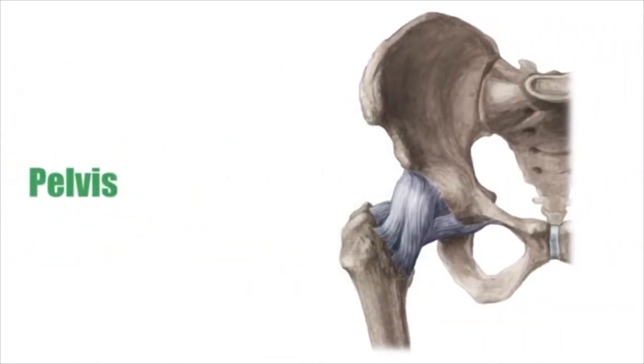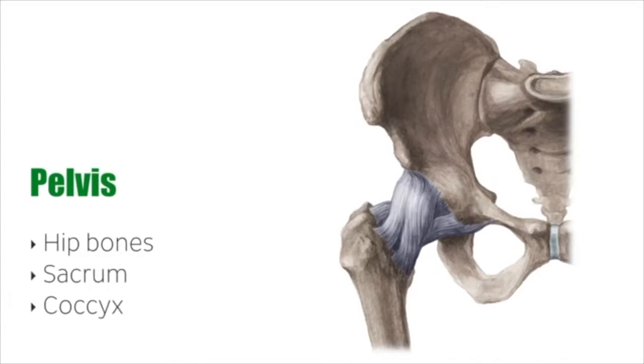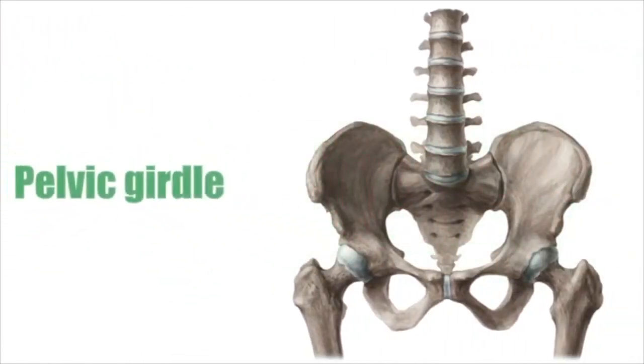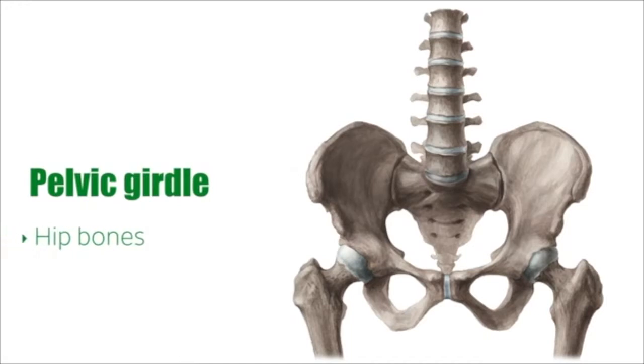The pelvis is formed by 4 bones which include a pair of hip bones, otherwise known as innominate bones, the sacrum and the coccyx. The pelvic girdle consists of the hip bones and the sacrum, and its function is to transmit the weight from the upper body to the lower limbs, while allowing the body to stay balanced.